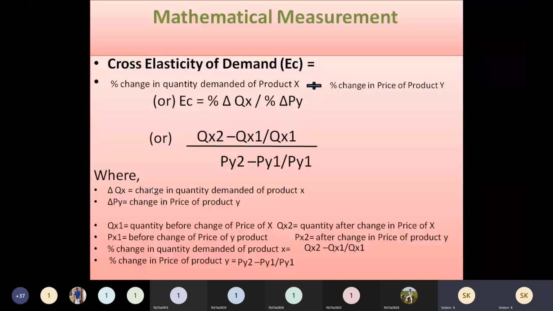I'm not going into detail about the formulas. You may not expect these questions, but in case you get this type of question, you must be able to write it now. So that is the reason why I have explained this. In most cases you may expect price elasticity of demand.